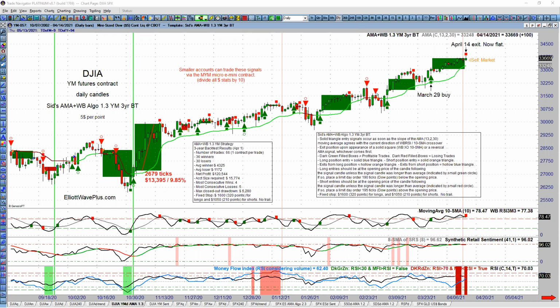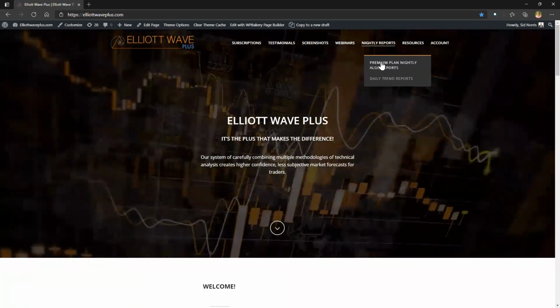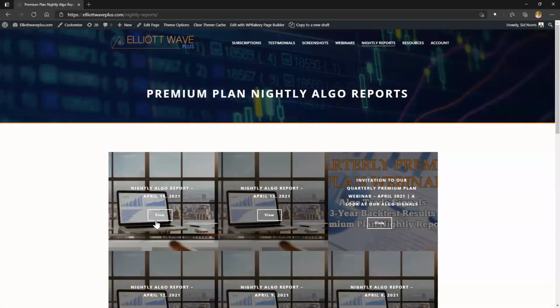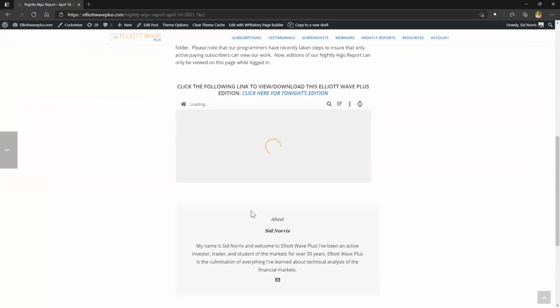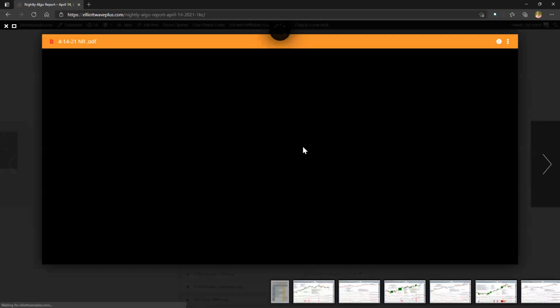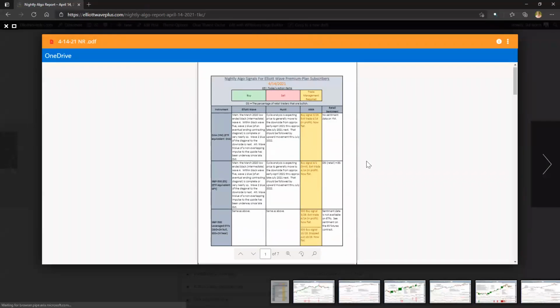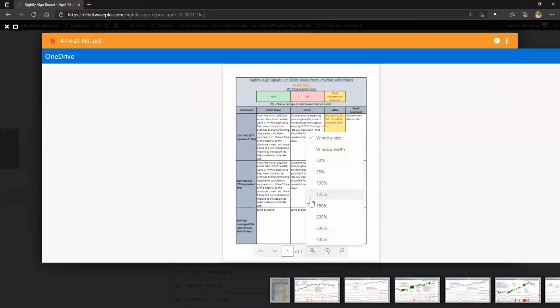But let me get back to my site and the current report that just came out last night to give you an example. So this already came out tonight. So nightly reports, premium plan nightly algo reports, and let's look at this spreadsheet. It's a summary of the report. So every night there's a PDF summary, and it's a multi-page PDF. I'm going to blow it up just a little bit here.